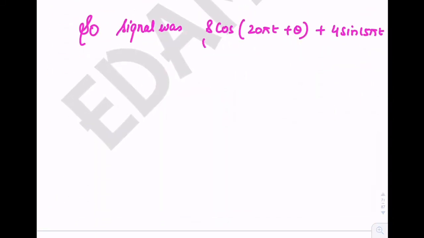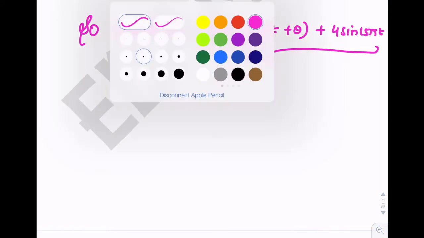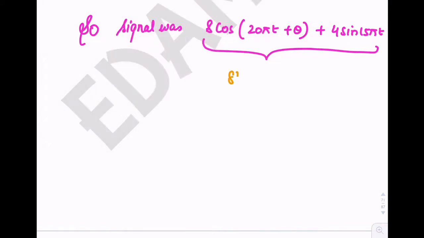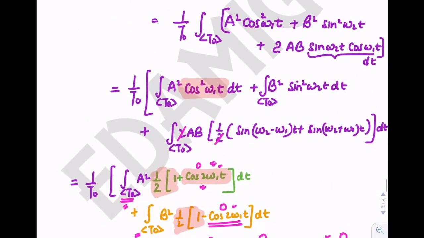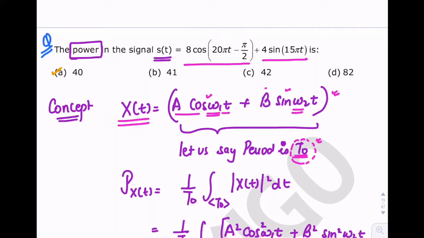The power of this signal will be equal to the sum of individual powers, that is 8 square by 2 plus 4 square by 2. 8 square is 64 by 2 plus 16 by 2, that is 32 plus 8, that is 40. So 40 is the correct answer. Okay, so A will be the answer to the question.